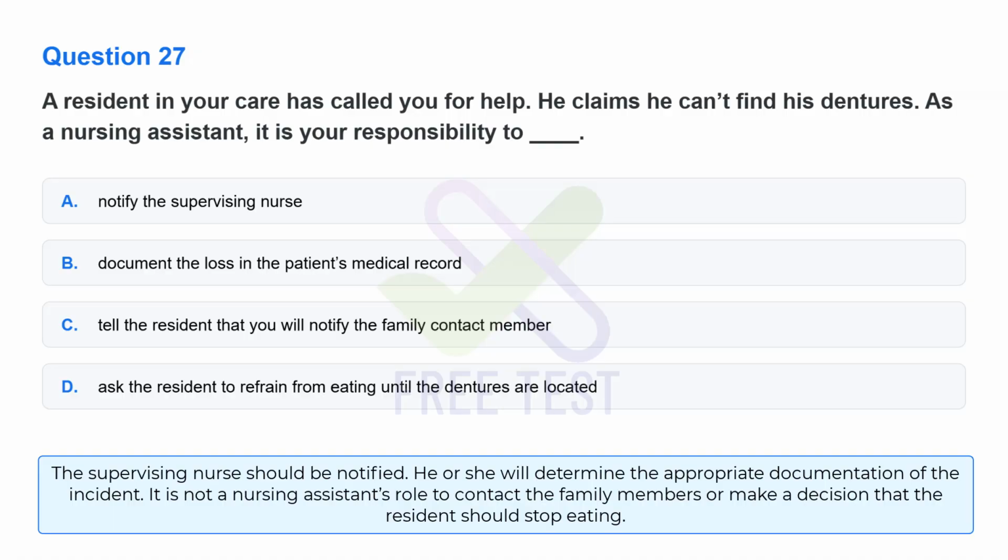The correct answer is A. Notify the supervising nurse. The supervising nurse should be notified. He or she will determine the appropriate documentation of the incident. It is not a nursing assistant's role to contact the family members or make a decision that the resident should stop eating.